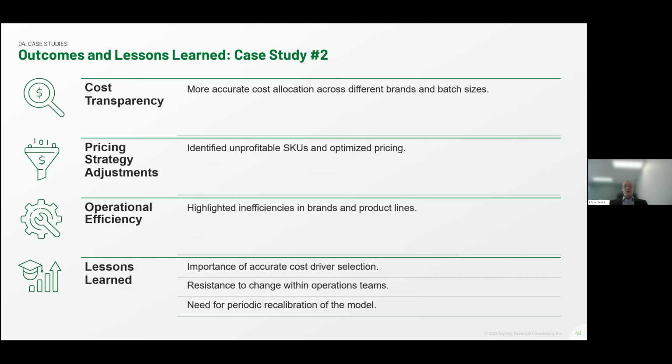And from the client's perspective, there were several key lessons learned. First was selecting the right cost drivers was essential to generating actionable insights. Second, they experienced resistance to change, especially within operations, highlighting the need for strong change management. And finally, they realized that the model isn't a set and forget tool. It requires periodic recalibration to stay aligned with the business's updated costs. Overall, the ABC model didn't just provide insights, it empowered the client to make smarter decisions and built a foundation for ongoing cost improvement and profitability improvement.